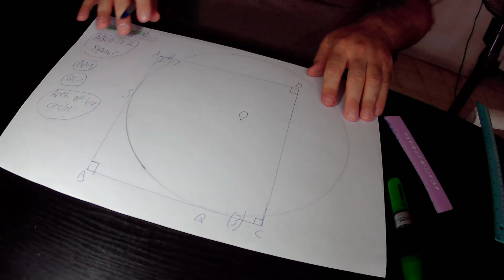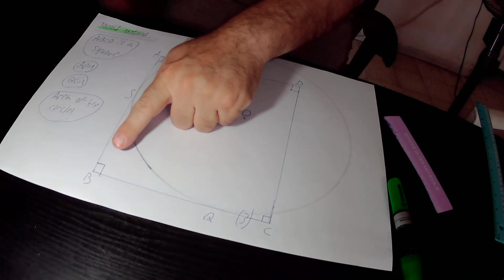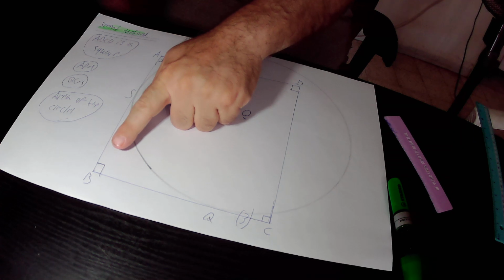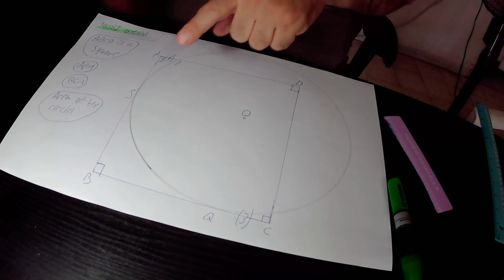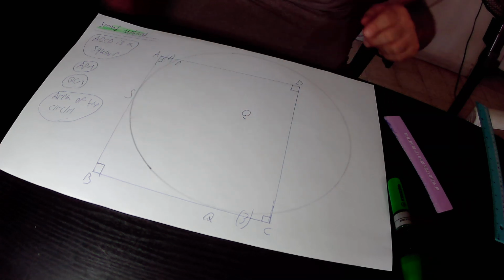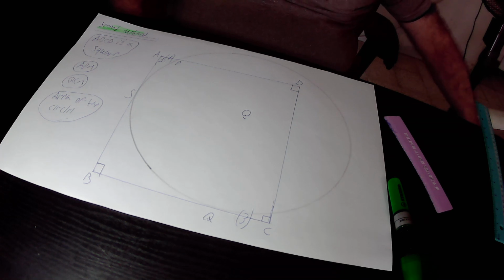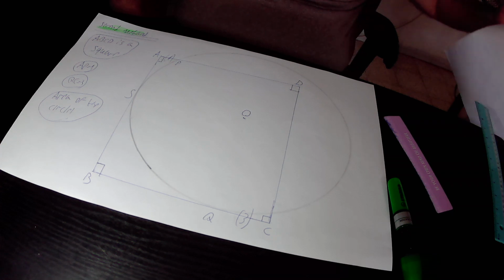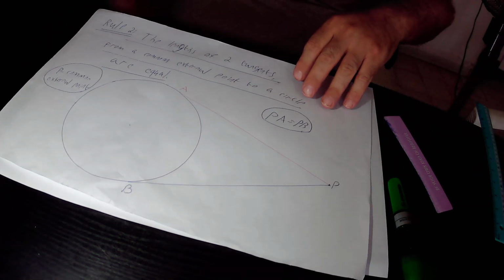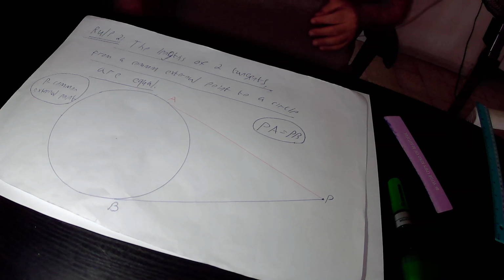In the next step, we focus on this common external point, point B. From this point B, we have 2 tangents to this circle, tangent BS and tangent BQ. And according to rule 2, they are equal to each other. That is to say, BS equals BQ. According to rule 2, the lengths of 2 tangents from a common external point to a circle are equal.